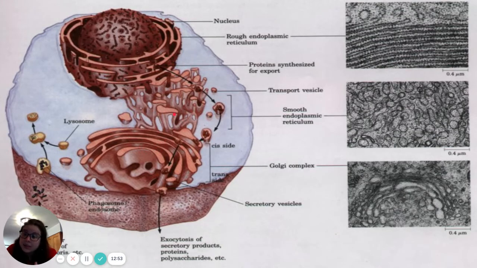Okay, and remember I said that there's a smooth one and a rough one? Well, here's an example of what a rough endoplasmic reticulum looks like. You can see all those little dots. And here's an example of what a smooth endoplasmic reticulum would look like.